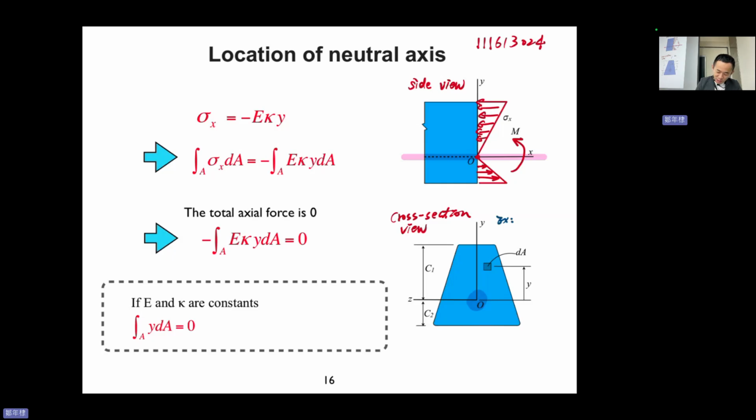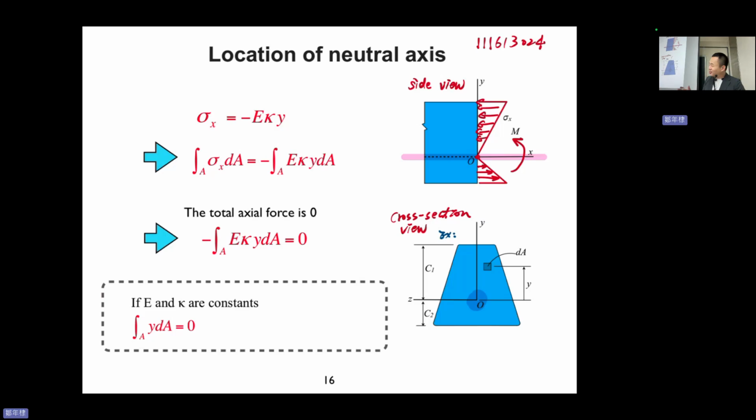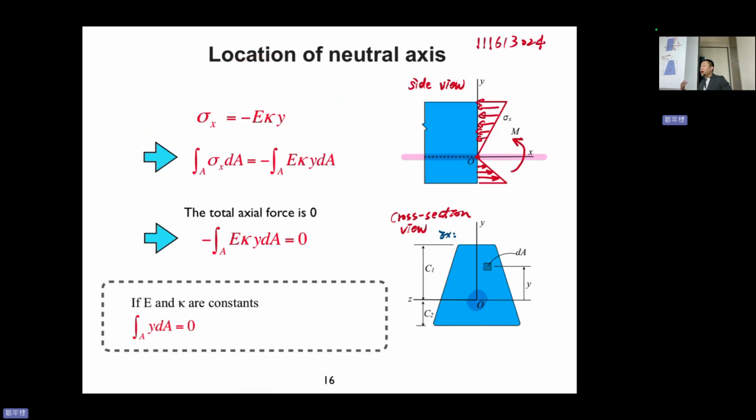Please don't memorize. This is just an example. You can choose other shapes. This proof doesn't depend on this special shape. It is general because you do the integration for area, so the area can be an arbitrary shape.